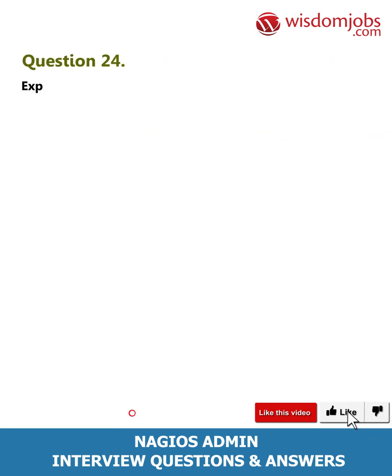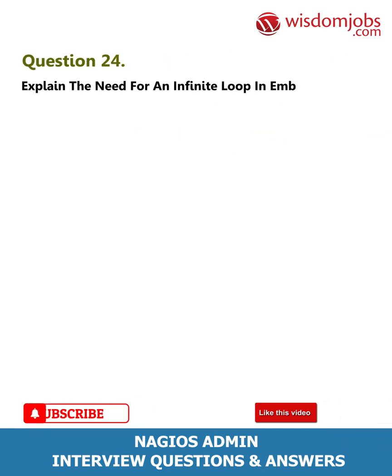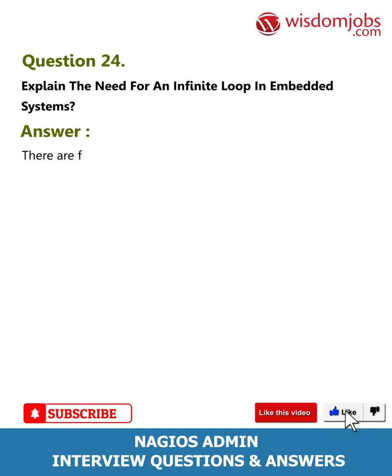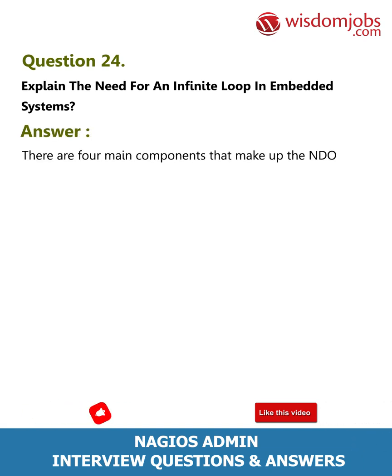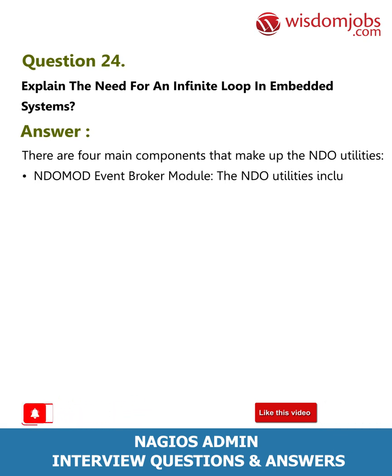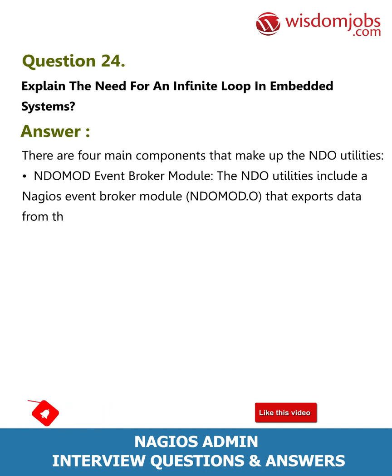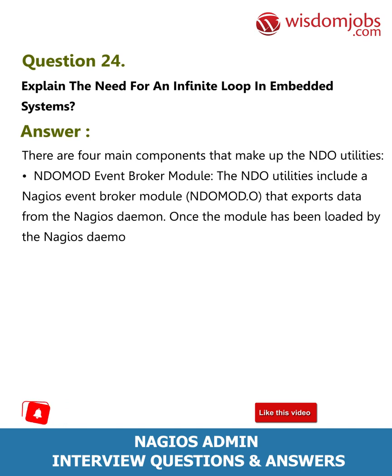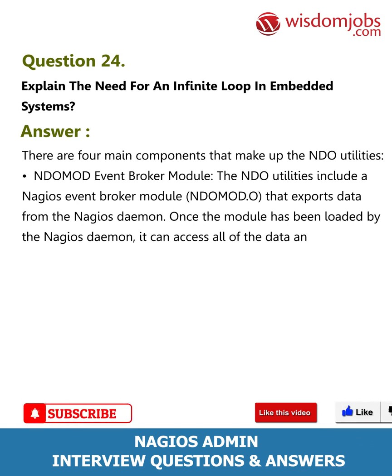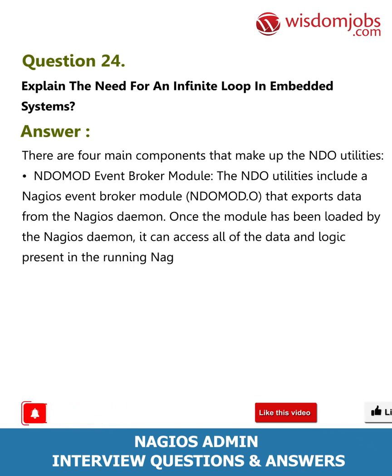Question 24. What are the components that make up the NDO utilities? Answer. There are 4 main components that make up the NDO utilities. NDO Mod Event Broker Module. The NDO utilities include a Nagios Event Broker Module, NDOMOD.o, that exports data from the Nagios daemon. Once the module has been loaded by the Nagios daemon, it can access all of the data and logic present in the running Nagios process.